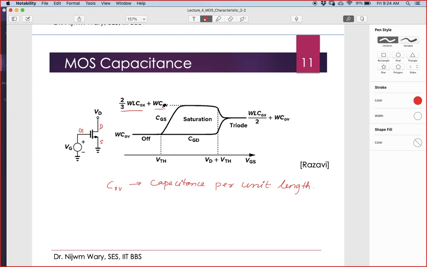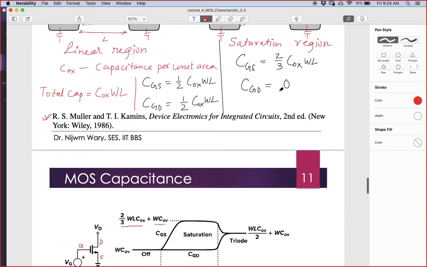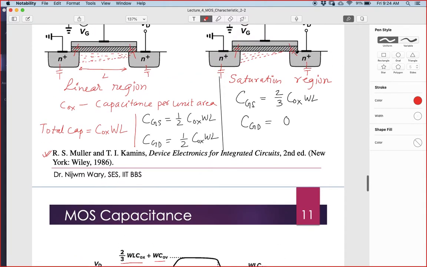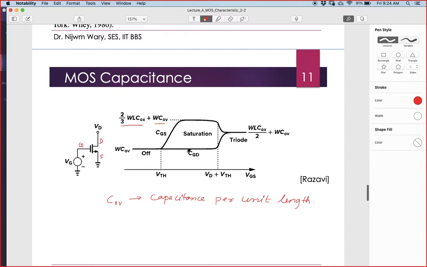Since the gate to drain is still 0, only the overlap capacitance component will be here. That's why you can see that in the saturation region CGD is only the overlap capacitance part, W into COV.